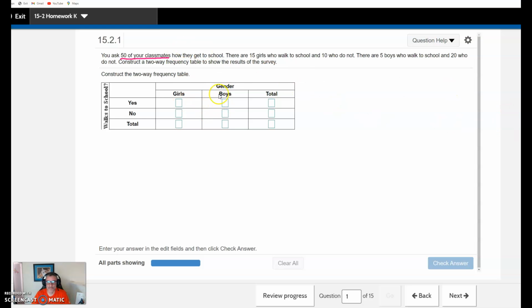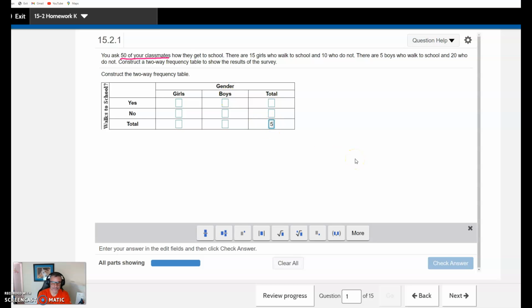So if you look at your chart here, that number would actually go here, okay? These other boxes that are for totals, these are totals of subgroups, right? The total number of girls would go here. The total number of boys would go here. And then when you add those two together, right, you get the total number of people, for example. All right, so we've already taken care of the first piece of information that we have 50 people in the survey. There are 15 girls who walk to school. Piece of cake. We're going to go to girls, walks to school, yes, and we put a 15 there.